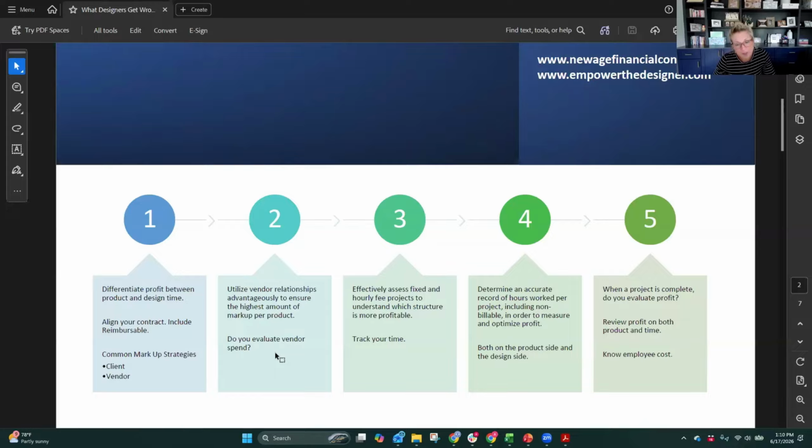Something that we'll talk a little bit about today, not necessarily a big deep dive, but really understanding. So yes, you should be making money on product. Remember, an interior design firm is very unique. They have two very distinct business revenue streams. They have product, which acts like a store, right? You're buying and selling, and then your professional services.